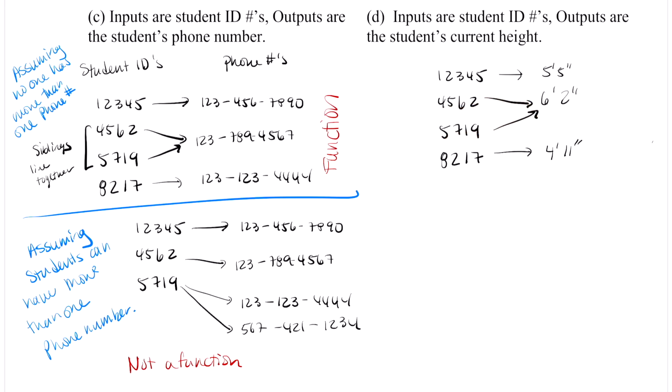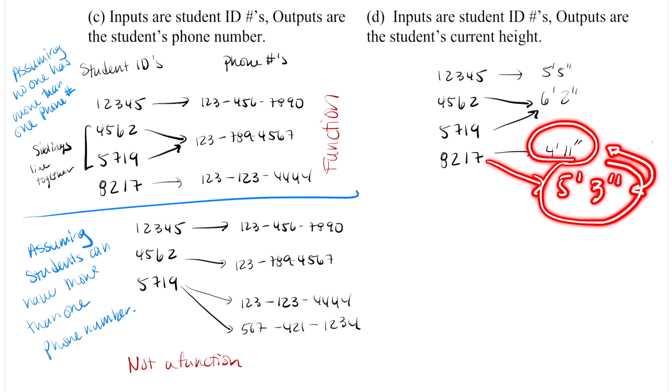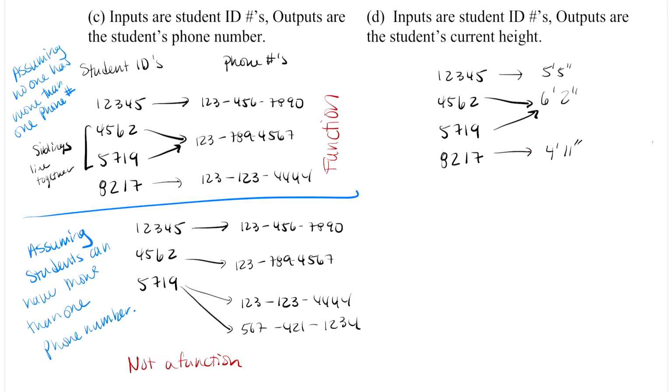So if for any reason I drew an arrow here and I wrote 5 feet 3 inches, these are very different heights. Someone can't be 4 feet 11 inches and 5 feet 3 inches simultaneously. You're one or the other. And high heels don't count. Your height is one or the other. That tells me that this is definitely a function no matter what.